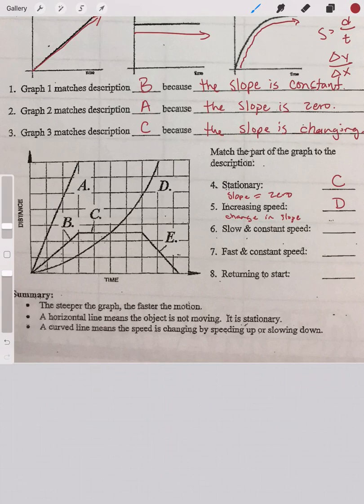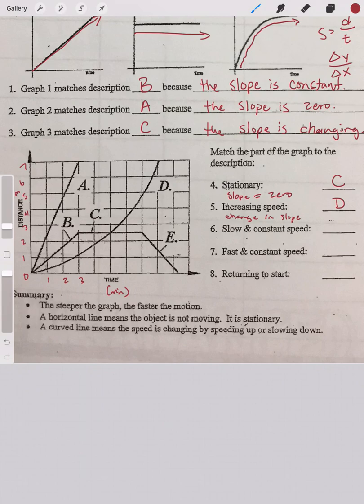Number 6, a slow and constant speed. When we're analyzing the speed of an object, the steepness of the slope is going to tell us a lot about if it's going fast or slow. The steeper the slope, the faster the motion, because we're traveling more distance in the same amount of time. So for instance, let's look at segment A and segment B. In segment A, let's give these values. We'll just go by 1 because that's easy. And we'll say our time is in minutes and our distance is in meters.